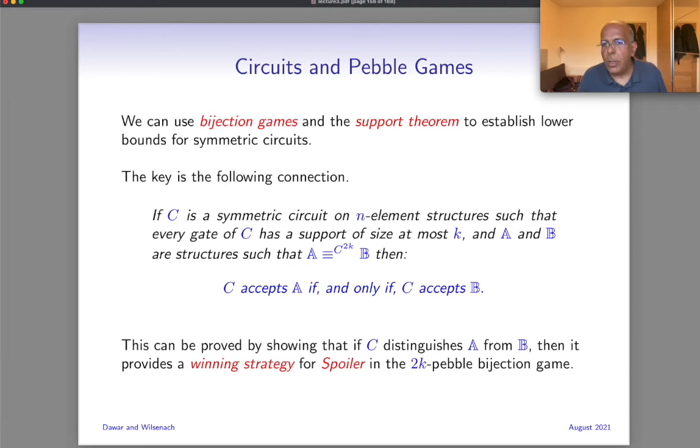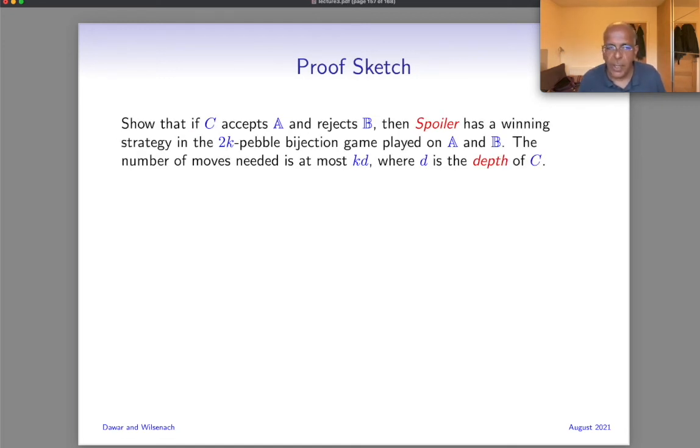And this can be proved directly without going through the logic. I mean, we have an argument which goes through the logic, because if you have a circuit of support size at most k, we can translate it to a fixed point formula with a bounded number of variables, and that will give us this result. But I want to think of this directly in terms of circuits, by treating this equivalence relation not in terms of logic, but just in terms of the pebble game. The idea is that if there is a circuit which distinguishes A from B, the circuit itself provides a winning strategy for spoiler in the 2k pebble bijection game. Here's a rough sketch of the idea. If the circuit accepts A and rejects B, then spoiler has a winning strategy in the 2k pebble bijection game.